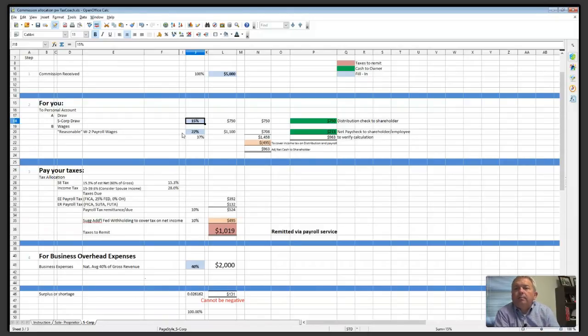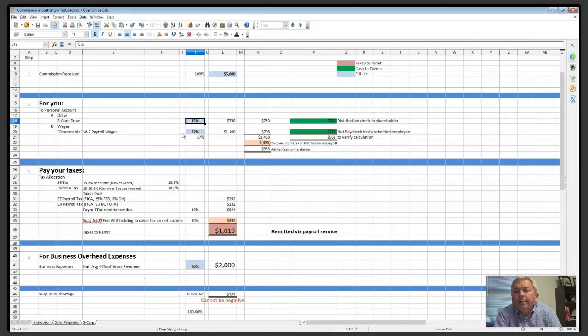The next piece of the transaction is how much do we need to pay ourselves in wages as an employee? And that's a little more subjective. We have to pay ourselves what's called reasonable compensation for the work that we do in the entity.